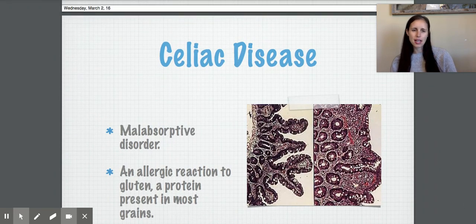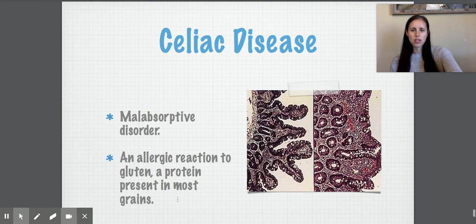Celiac disease is a little similar to Crohn's. So it's an actual allergic reaction. So it's an allergic reaction to gluten. Typically, when you get an allergic reaction, you get that swollen throat and you could go into anaphylactic shock. So not great, you stop breathing. In celiac disease, the allergic reaction isn't happening in your throat. It's actually happening in your intestines.